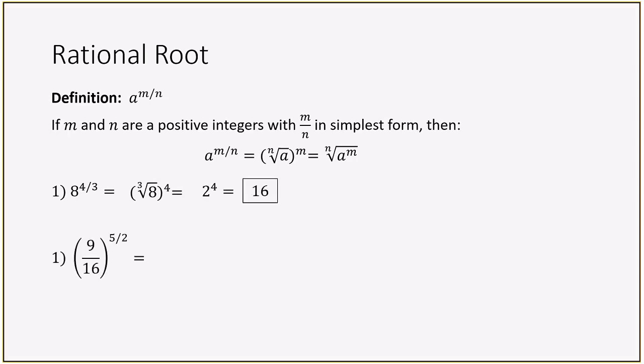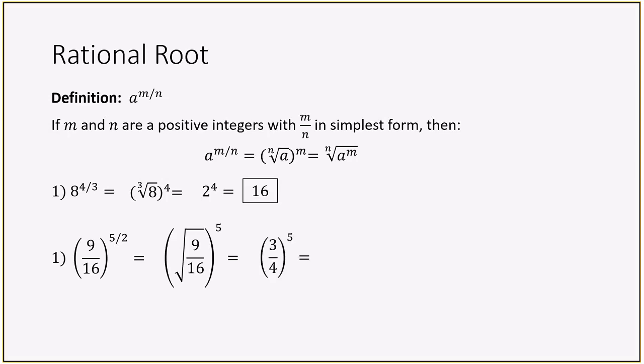Same concept here. I'm going to translate this as my very first step. I'm going to change it into that middle notation. Well, 5 over 2 is going to give me a square root of 9/16 to the 5th. And now if you're taking the square root of the fraction, that's the same thing as taking the square root of the numerator and the square root of the denominator separately.